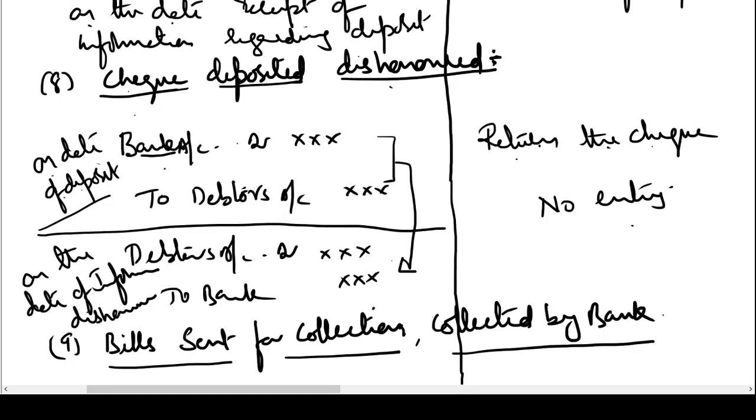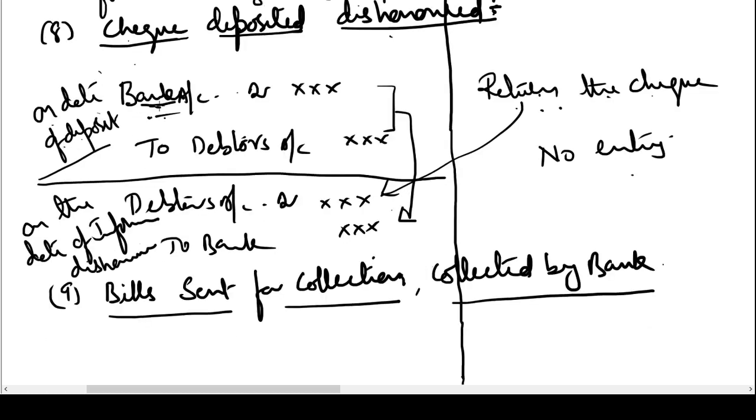Checks deposited and dishonored, you remember this point. Whenever we receive the check, we pass the entry bank account debit to debtor on the date of receipt of the check, but no entry is passed by the bank. If the check is returned dishonored, the bank will return the check to us and we would have to reverse the entry recorded. But this will happen only on the date of receipt of information relating to dishonor. Because of a time gap there can be a difference in the balances as per the books of the bank and as per the books of the business.